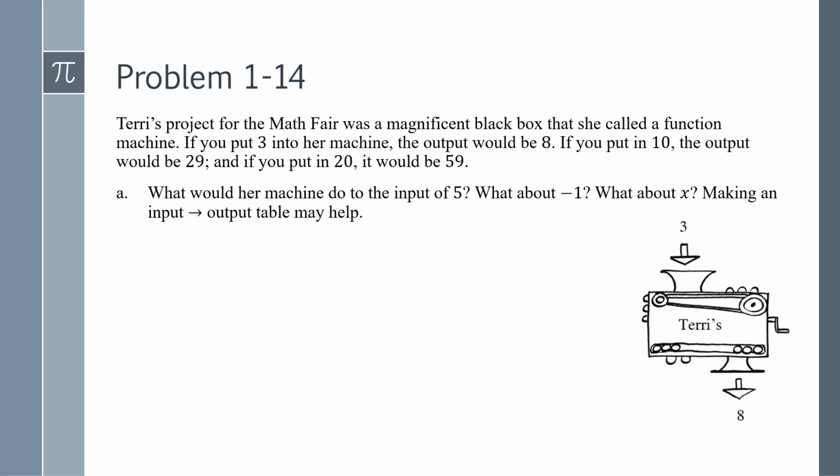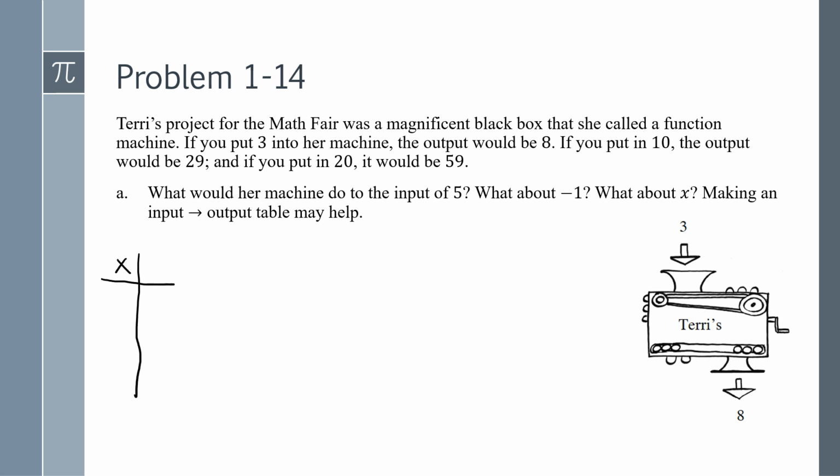114. Terry's math project for the math fair was a magnificent black box that she called a function machine. If you put a 3 into her machine, the output would be 8. If you put in 10, the output would be 29. If you put in 20, the output would be 59. So what would her machine do to the input of 5, and how about negative 1? What about x?